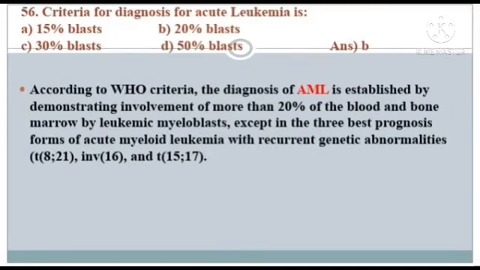Question number 56. Criteria for diagnosis for acute leukemia is? The answer is option B, 20% blast. According to WHO, the diagnosis of acute myeloid leukemia is established by demonstrating involvement of more than 20% of the blood and bone marrow by leukemic myeloblast, except in the three best prognosis forms of AML with recurrent genetic abnormalities.